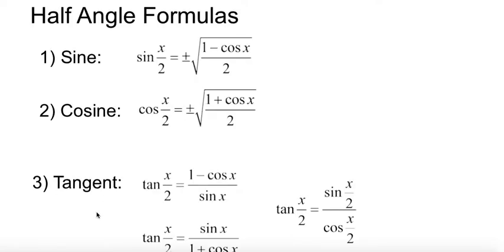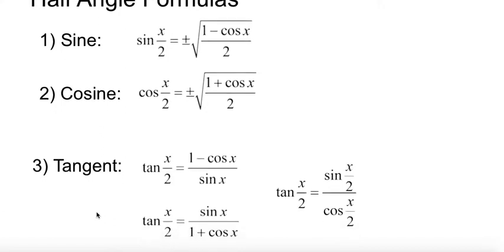These are your half-angle formulas. You have the sine of x over 2 is equal to plus or minus the square root of 1 minus the cosine of x, all over 2. So the 1 minus cosine x divided by 2, that whole thing is underneath the square root. And then don't forget that plus or minus is on the outside, and you're going to have to decide if it is positive or negative in your final answer.